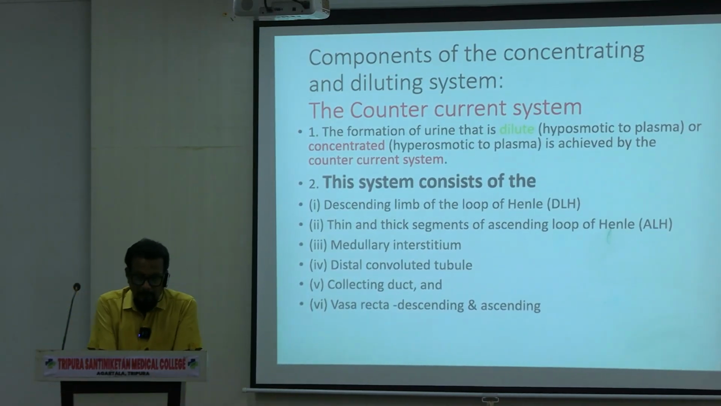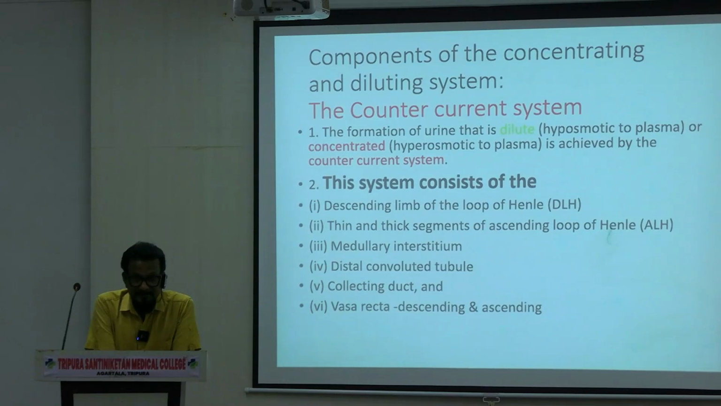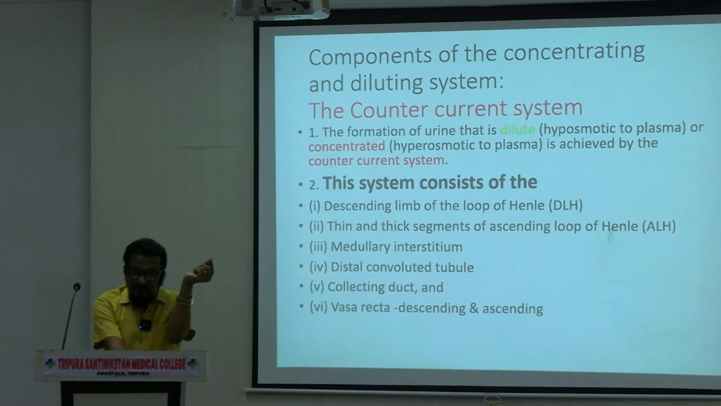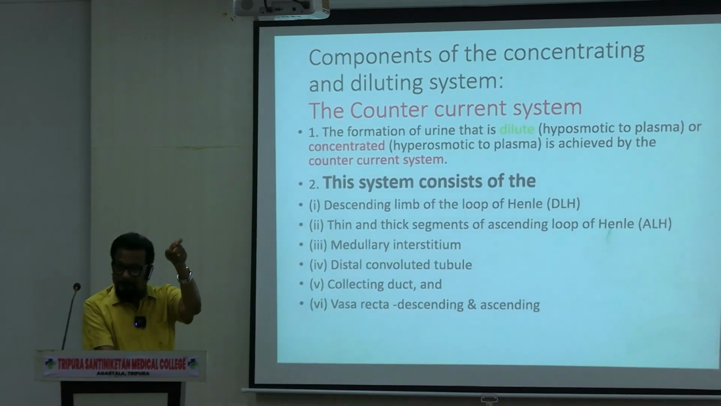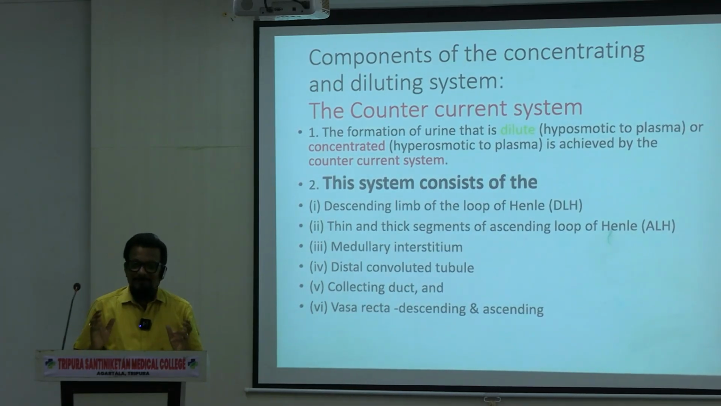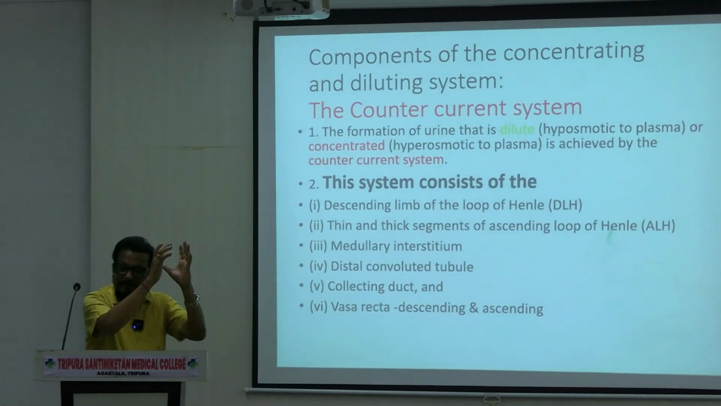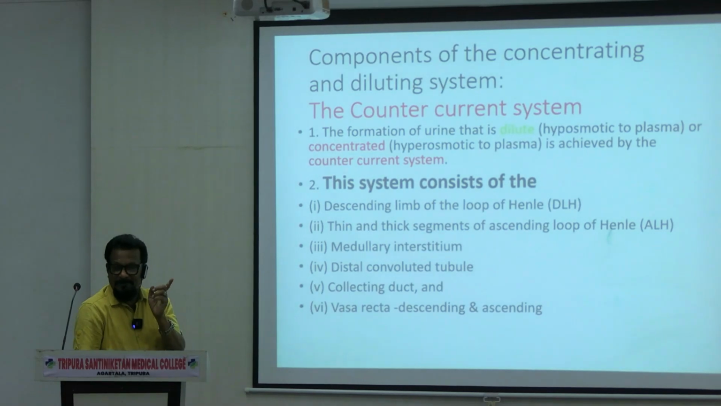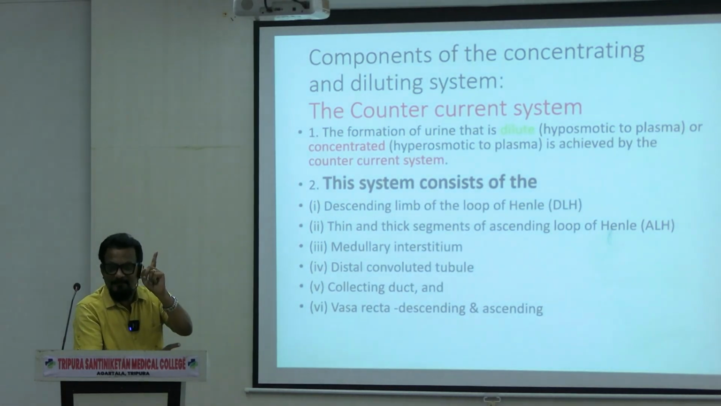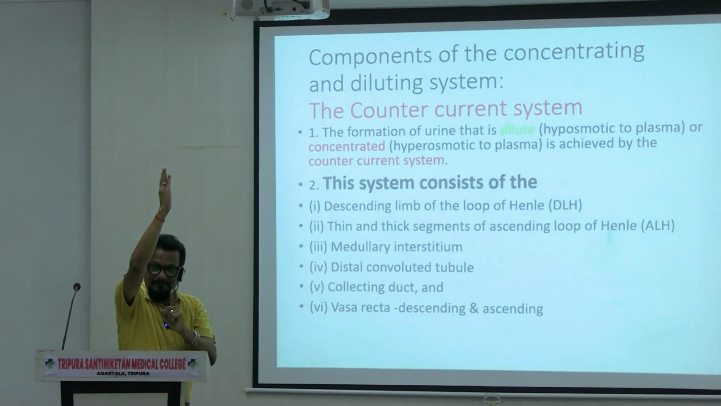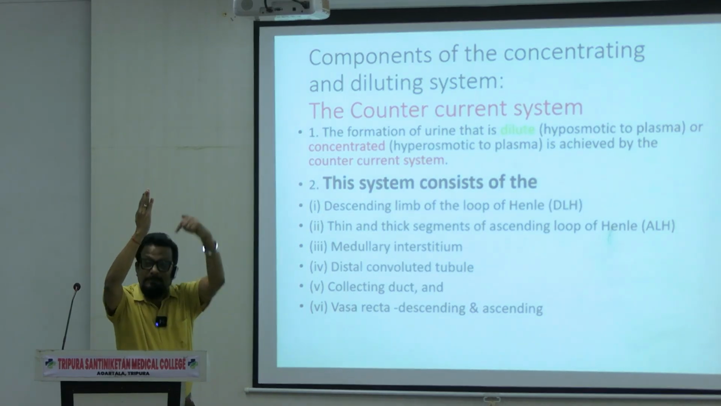Juxtamedullary nephrons, these nephrons also have afferent and efferent arterioles. This efferent arteriole, after coming out of the nephron, produces capillaries. Now these capillaries run along the loop of Henle in the reverse direction. Suppose the loop of Henle is sending filtrate towards the cortex, but blood will be passing in the counter way.